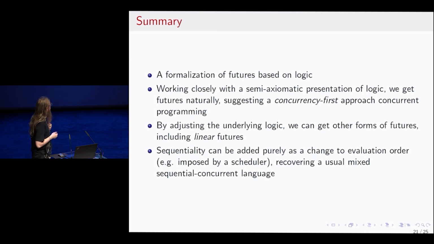And also by adjusting the underlying logic, we can get other forms of futures. Linear futures are the only ones that so far I know of a use case for, but there may well be benefits to, say, affine futures that I just haven't encountered yet. And then finally, we can implement sequentiality for this by just changing the evaluation order imposed by a scheduler, rather than having to have some fully separate sequence of sequential semantics. So all of this can be done in the same semantics, and then we just add a scheduling layer on top to decide what gets run sequentially and what gets run concurrently. And that gets us back to roughly the setting of a usual mixed sequential concurrent language.